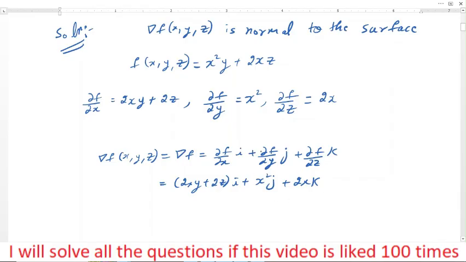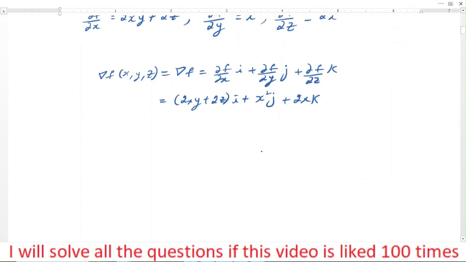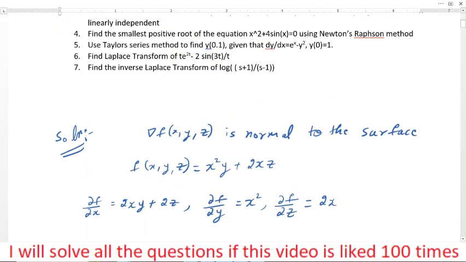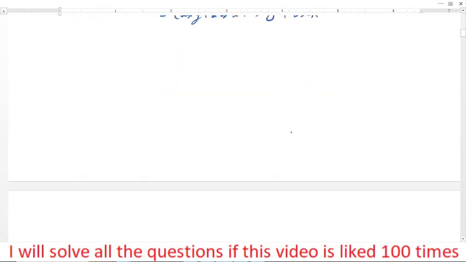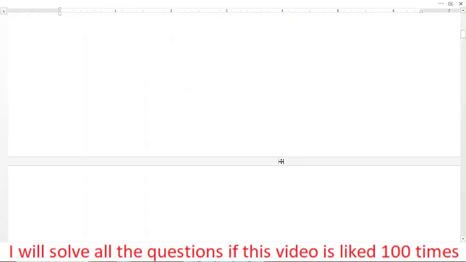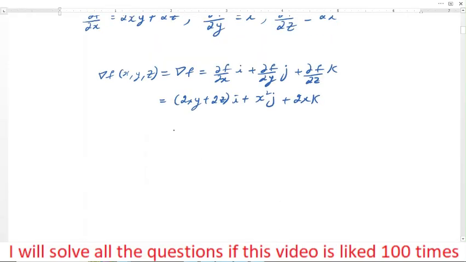Now they have given one point here, students. What is that point they have given here? At 2, minus 2, 3, what is the value we have to calculate in this example? So therefore we just substitute the values in this example. Just look here, it is 2, minus 2, 3. We substitute in this. So therefore we get the value at 2, minus 2, 3.